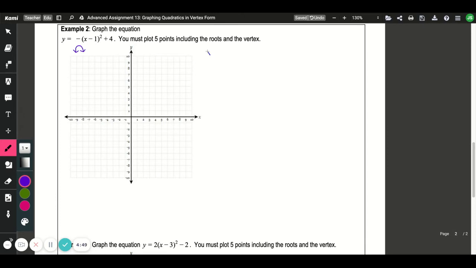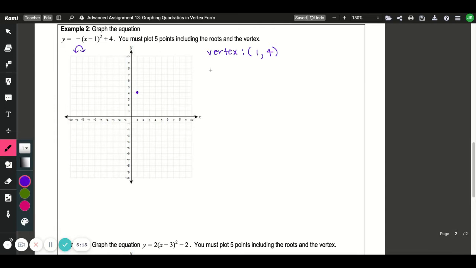Our vertex is (h, k). So h is the opposite of the number inside. h is 1, and k is the number added or subtracted at the end. So k is 4. So my vertex is at (1, 4) right here. And I know that it's going to open down.